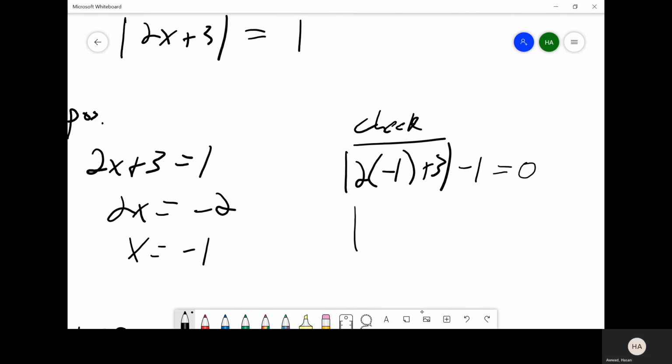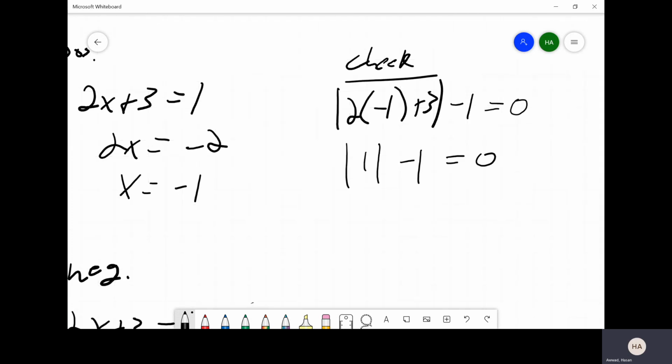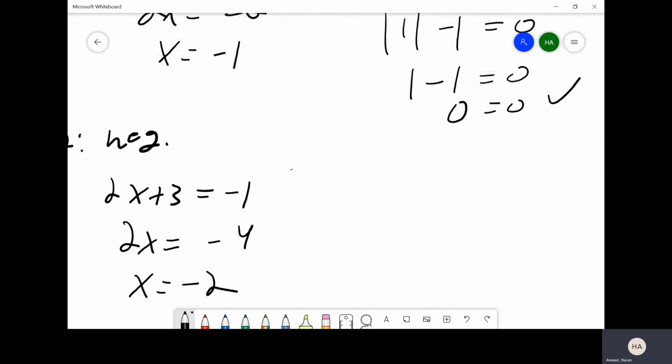So we get -2 plus 3. So -2 plus 3 is the absolute value of 1, minus 1 is equal to 0. Well, absolute value of +1 is still just a +1, minus 1 is equal to 0. And in fact, 0 is equal to 0, right? So that works out.